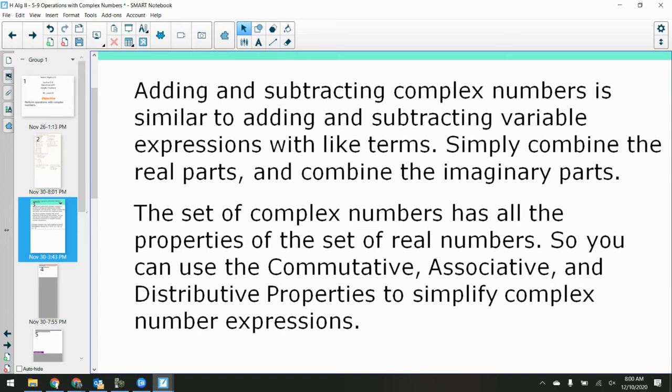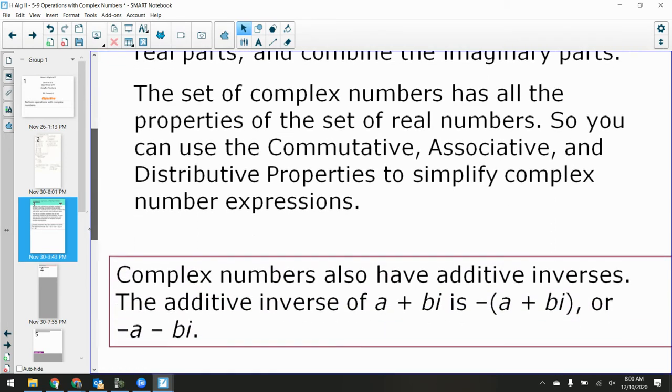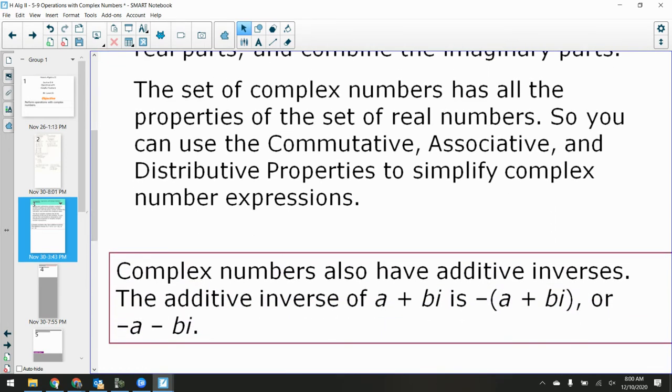All we're going to do is combine like terms, because obviously there's a real part and an imaginary part to complex numbers. So therefore, all I'm going to do is add or subtract the real parts and then add or subtract the imaginary parts. We do have all the properties of real numbers. Complex numbers do include the commutative, associative, distributive properties. We could do all of that. So we aren't restricted in that respect, and we can use all of those properties.